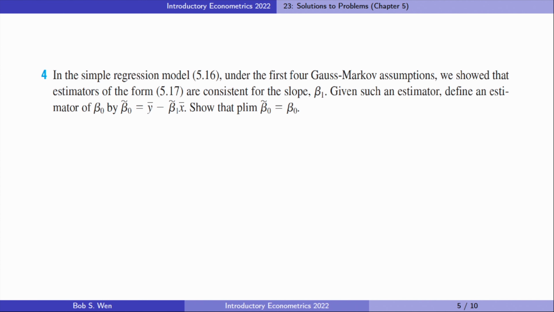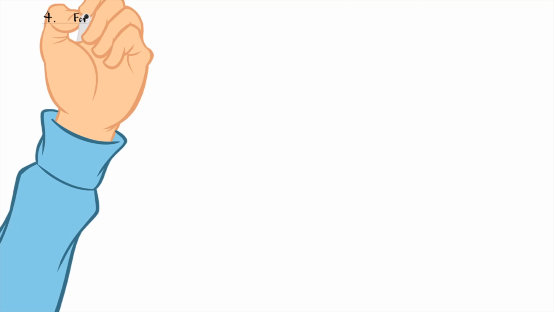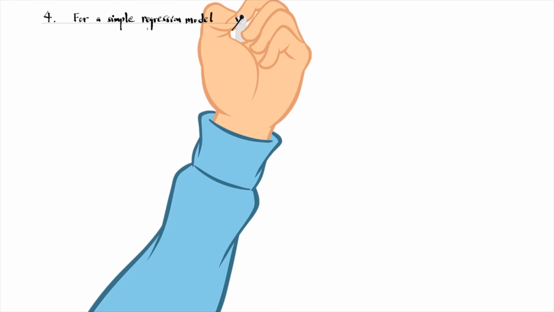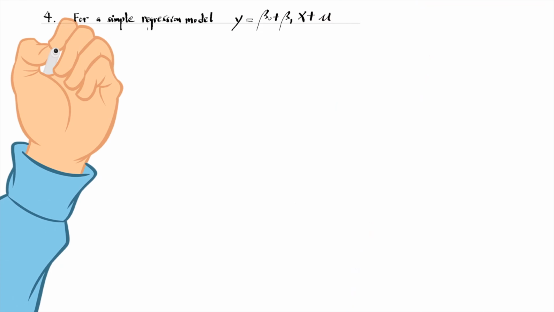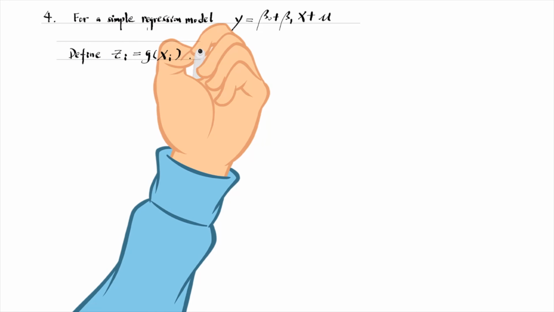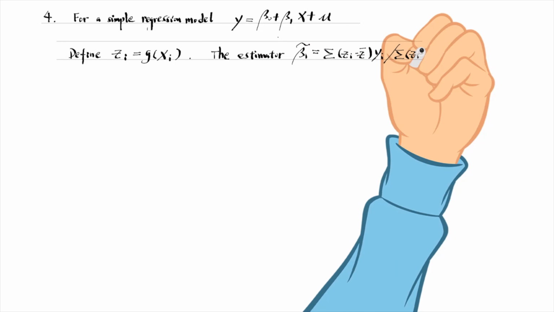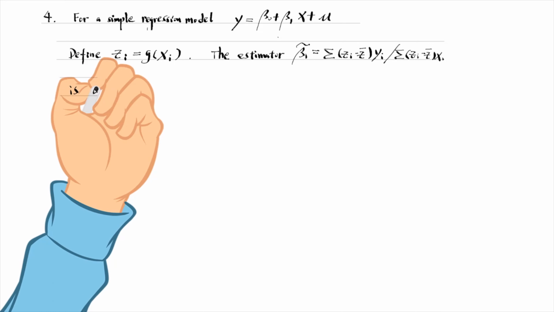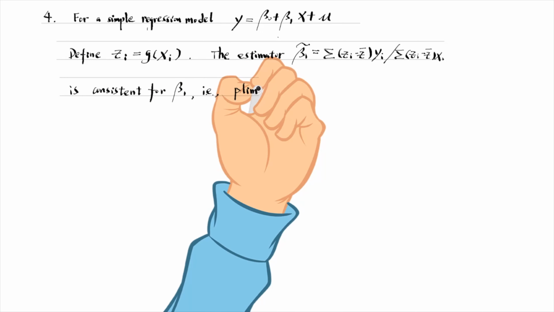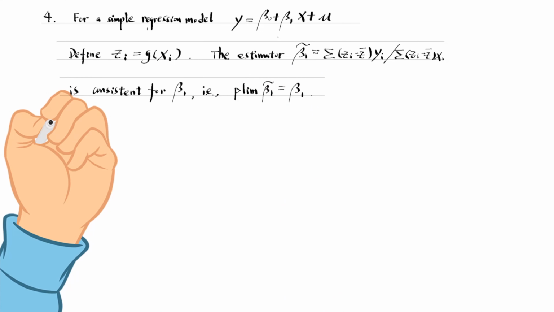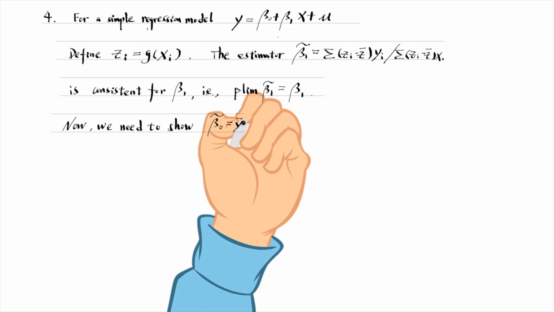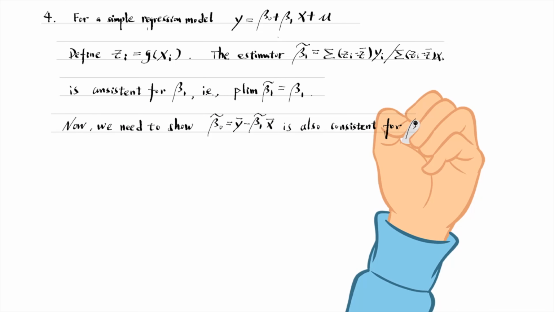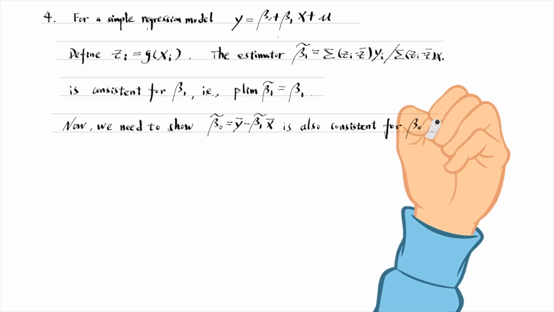Let's find the solution to problem number 4. For the simple regression model, we define a variable z as any function of x. The textbook shows that the slope estimator is a consistent estimator for beta 1. Now, we need to show the intercept estimator is also consistent for beta 0.